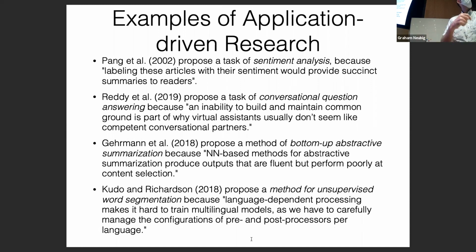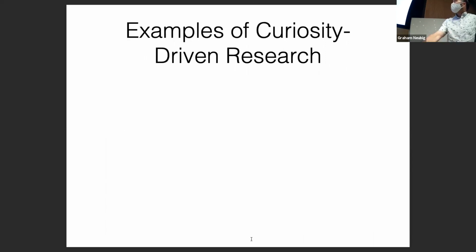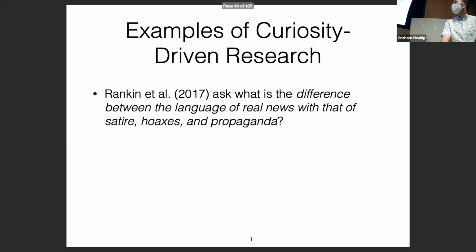So all of these, I picked these as positive examples. There are also less positive examples where people are less clear about their motivations in application-driven research areas. So all of these have a very clear reason why they want to be doing the thing they're doing, basically. I also picked a few examples of curiosity-driven research. These are a bit harder to find, especially really good examples of them, but I have a few positive examples here.